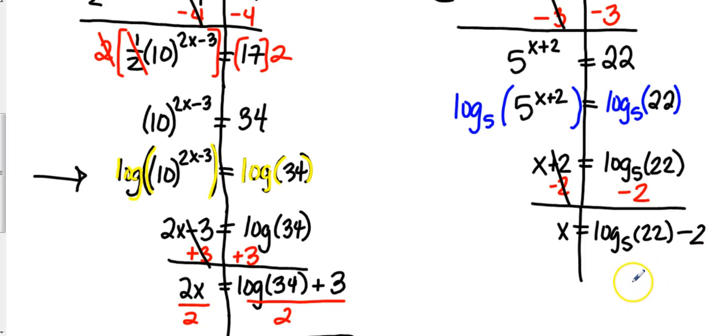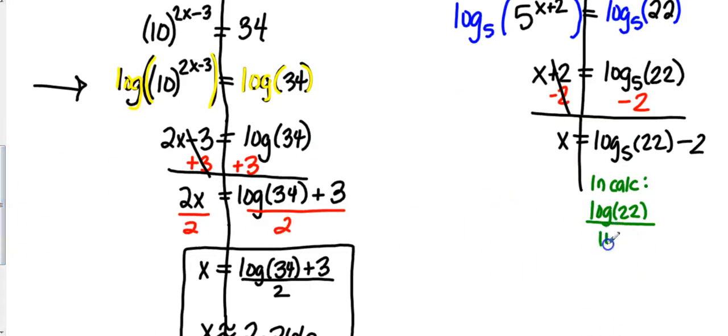Please go ahead and find your decimal approximation. Press pause until you've got it and then check with me. Remember, because this is not base 10, we will need to use change of base. In case you needed help with that, in my calculator, it's going to be log of 22 divided by log of 5, minus 2. We should be getting negative 0.079.